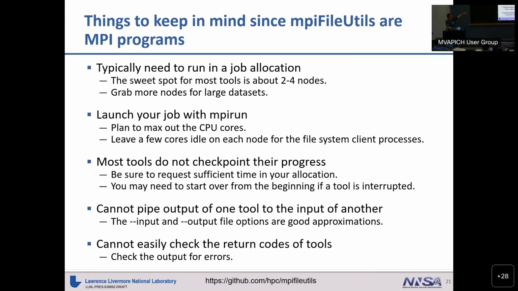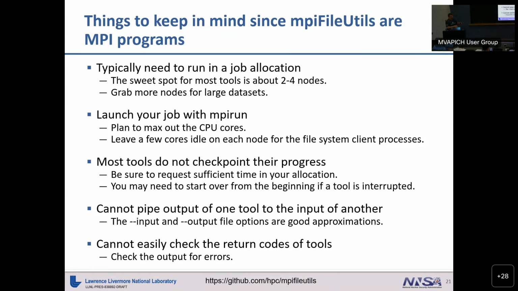You need to launch your job with the MPI job launcher. Generally, you want to use all the cores that are available, except that it's good to leave a few free for the file system, because the file system is running some processes on your compute node too, and it doesn't do any good if you're busy spinning on the CPU and starving the file system from getting any work done. Most tools don't checkpoint their progress, the point I was making earlier, so you basically have to allocate enough time so you know the tool will finish.